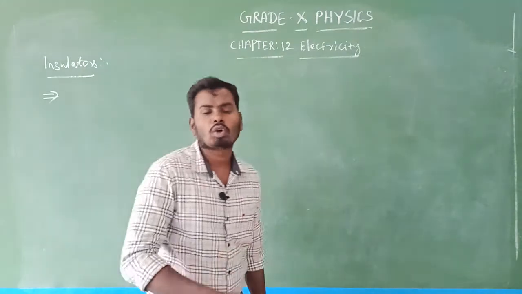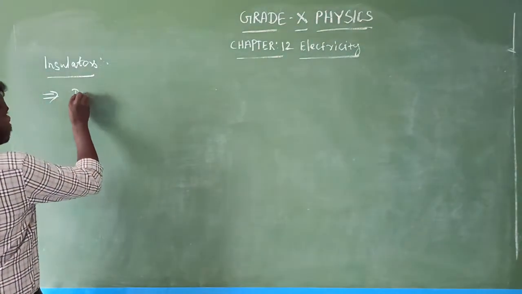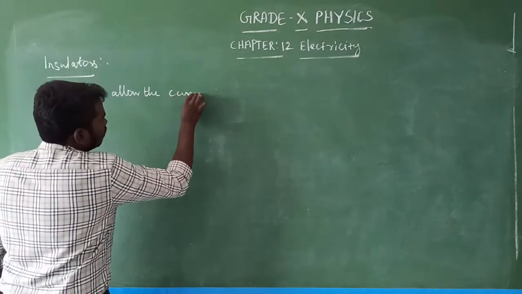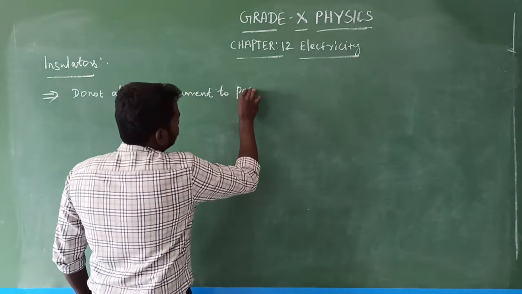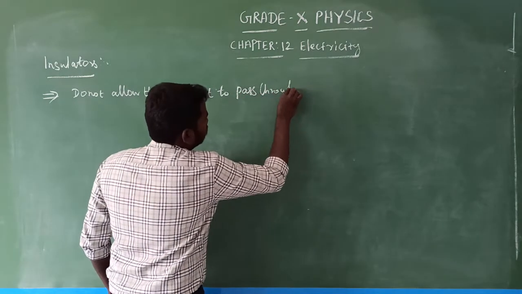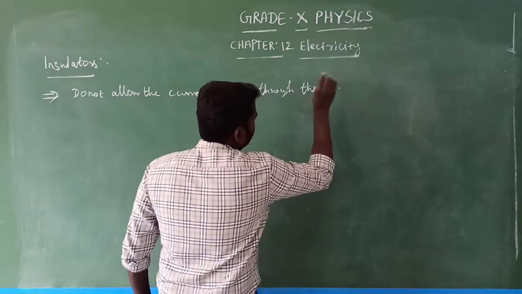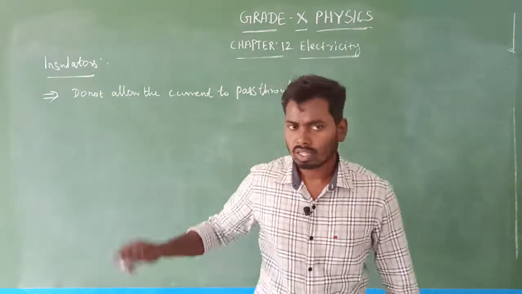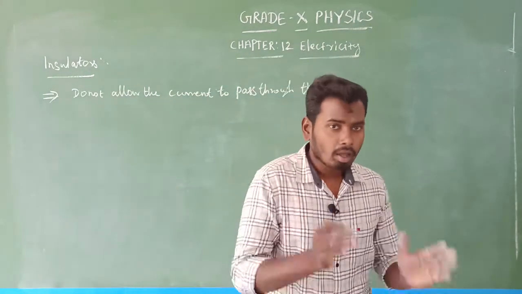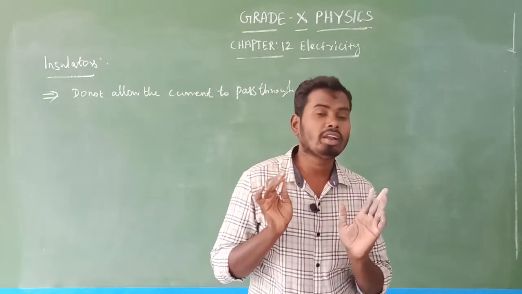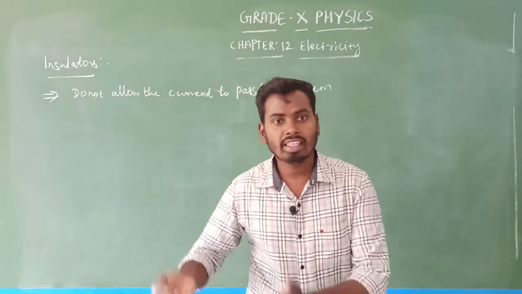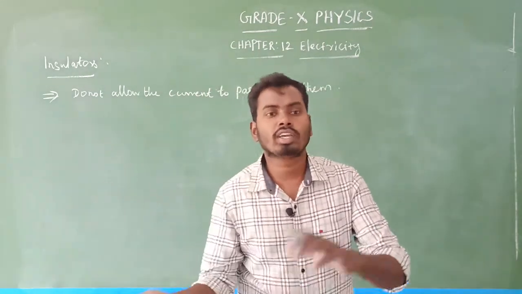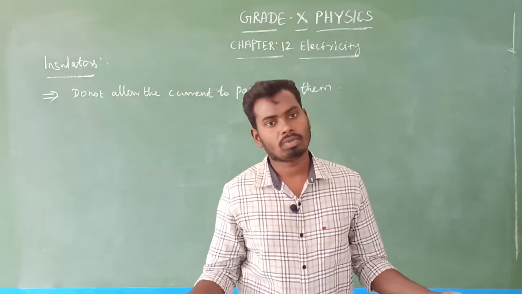An insulator does not allow the current to pass through it. That is the concept. Why, sir? Conductors have free electrons, but insulators do not have free electrons. That is the reason why they do not conduct the current, which means they do not allow the current to pass through them. That's all. Very easy one.